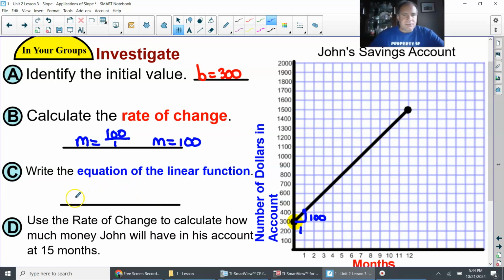Write the equation of this line. Well, it starts at 300. The b equals 300. The m is 100, so it's y equals 100x plus 300.